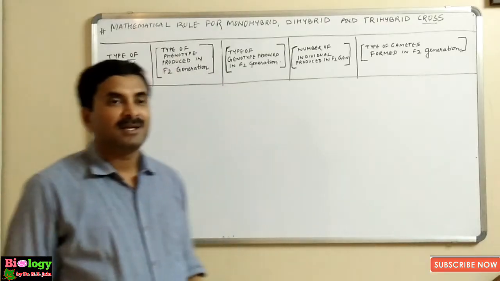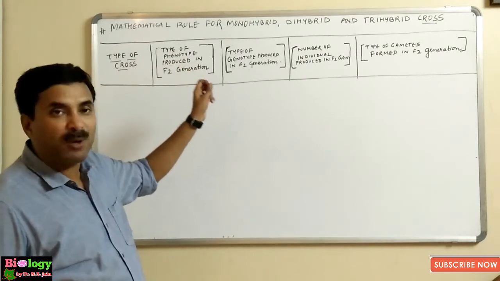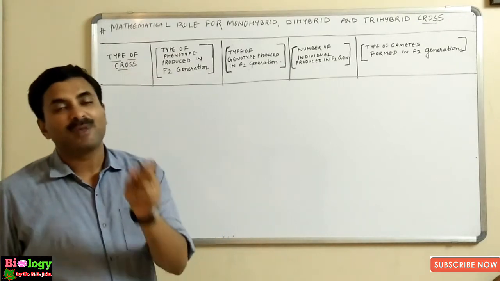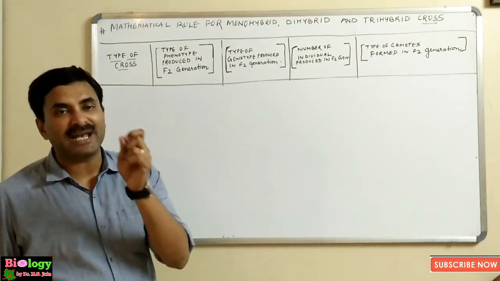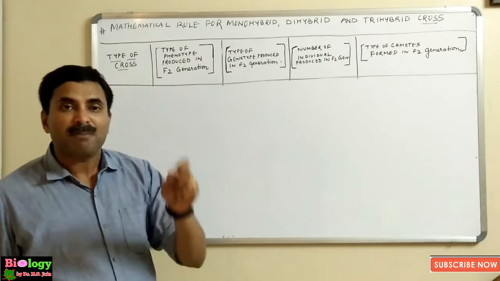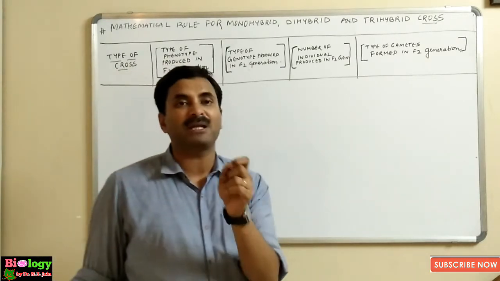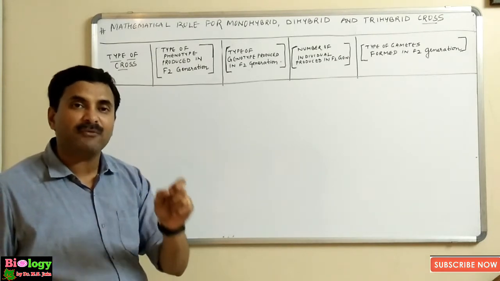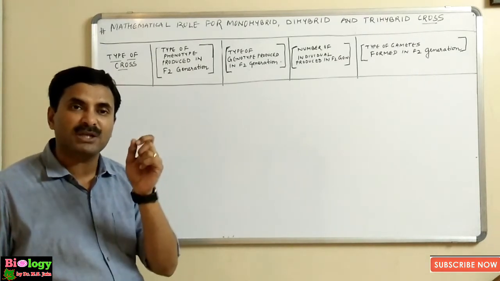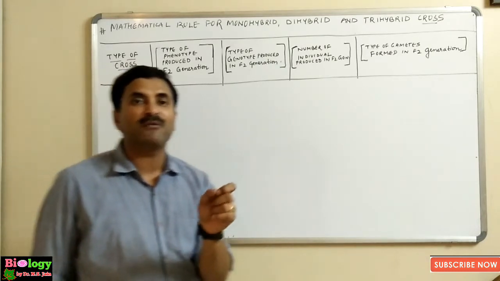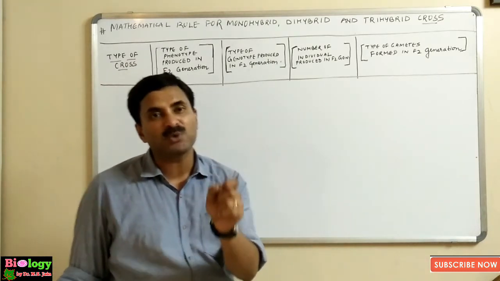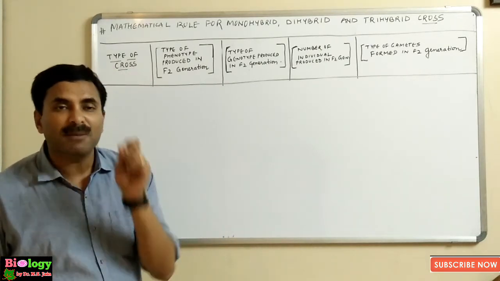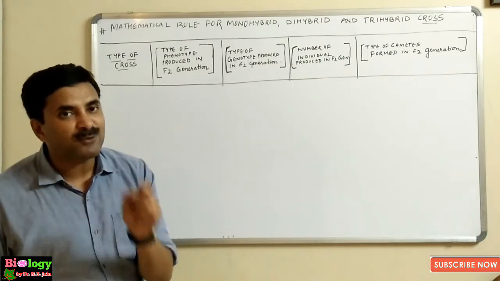Hello students, today we will be discussing the simple mathematical rules which are used for the monohybrid cross, dihybrid cross and the trihybrid cross. By using these simple mathematical rules, we can easily know what type of phenotypes, what type of genotypes, and what type of gametes will be produced in the F2 generation, and also we can know the number of individuals produced in the F2 generation.